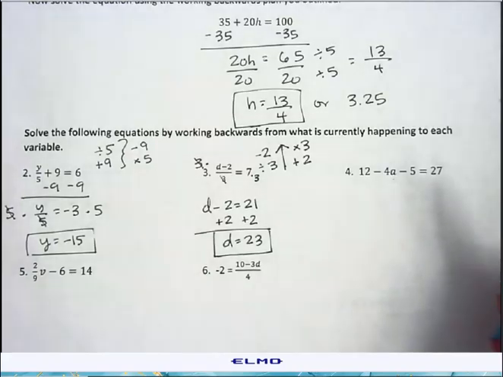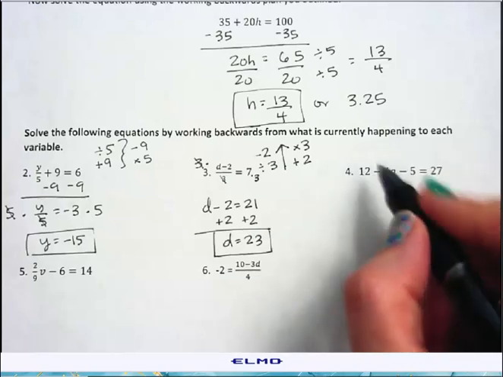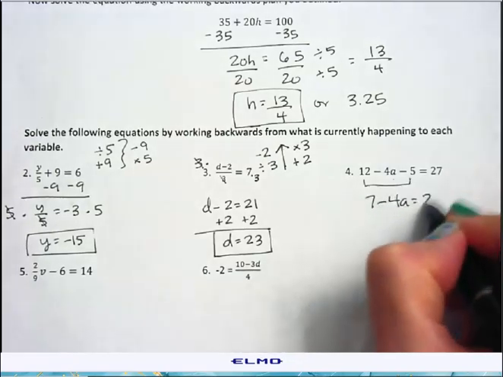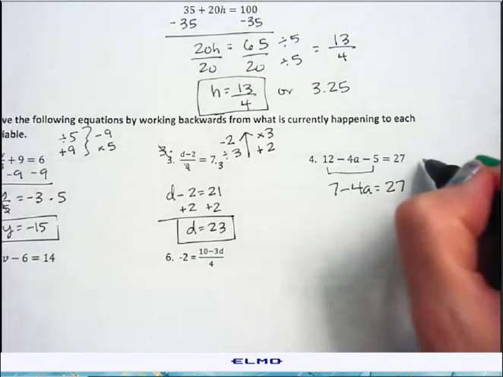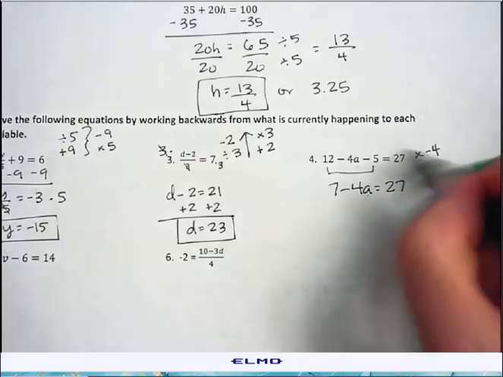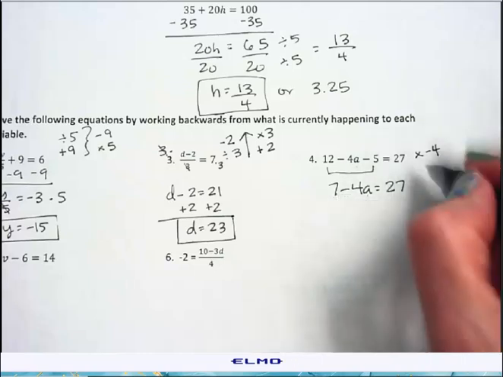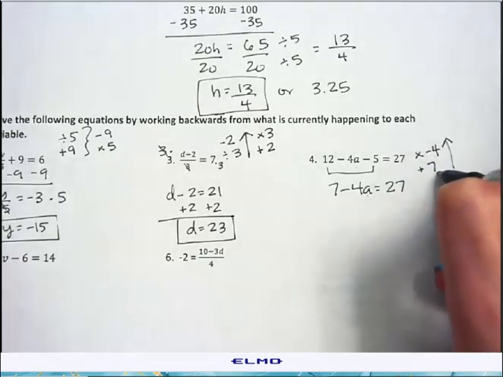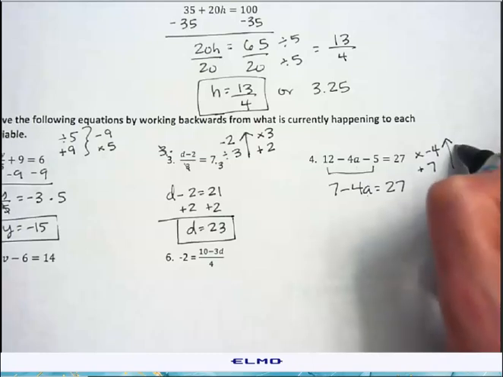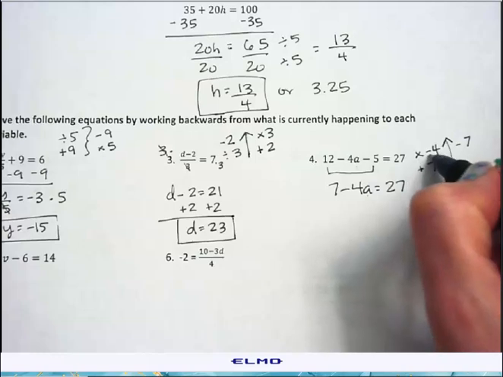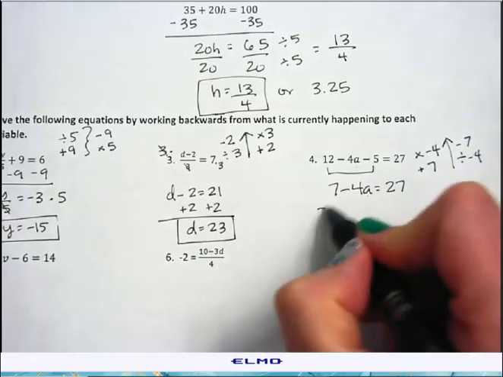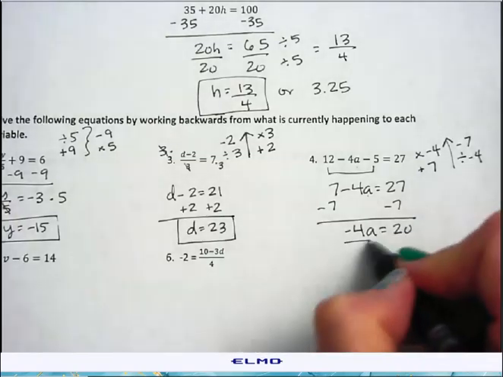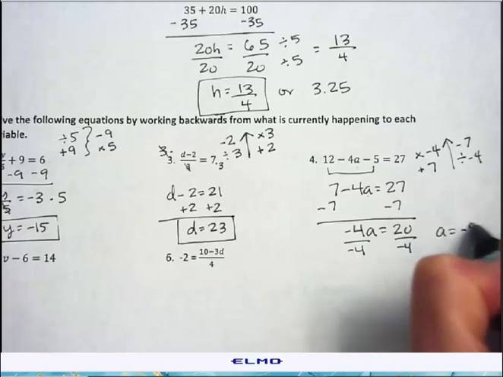On number 4, one thing that's different here is that we actually have some terms we can combine first. The 12 and the minus 5 makes 7. So I have 7 minus 4a equals 27. So now here's what's happening to my a. It's being multiplied by -4, and it might be hard to tell, but because the 7 is a positive, we're going to say that it's a plus 7 that's happening to the a. And if we work backwards and undo the last step first by doing the opposite of it, that means we start by subtracting 7 to both sides, and then instead of times -4, we're going to divide by -4. So minus 7 to both sides leaves me -4a equals 20. And then dividing both sides by -4 gives me a equals -5.